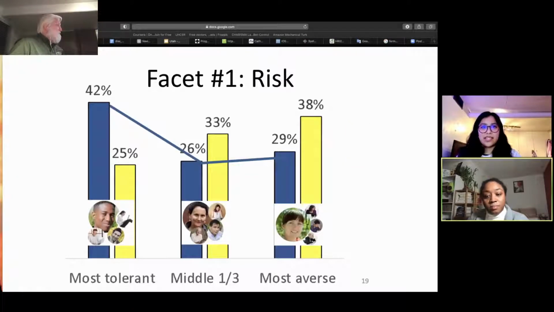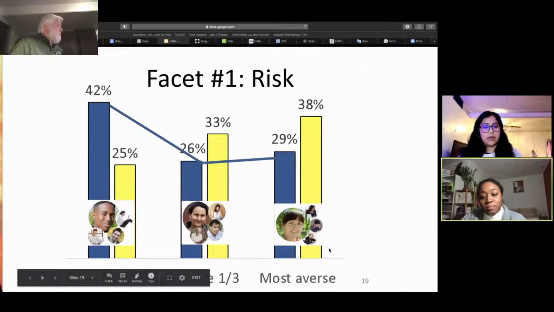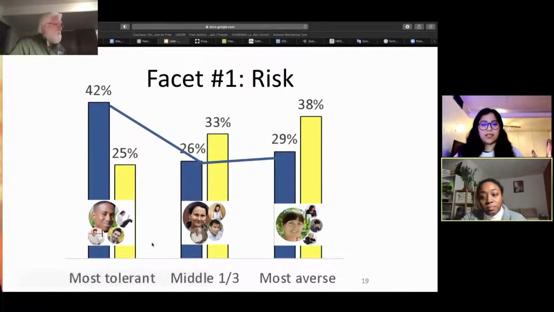Next, please. So we can see this reflected in the personas, where we have Abby on the averse side and Tim on the tolerant side. I think there's also a couple more lines to be shown here.